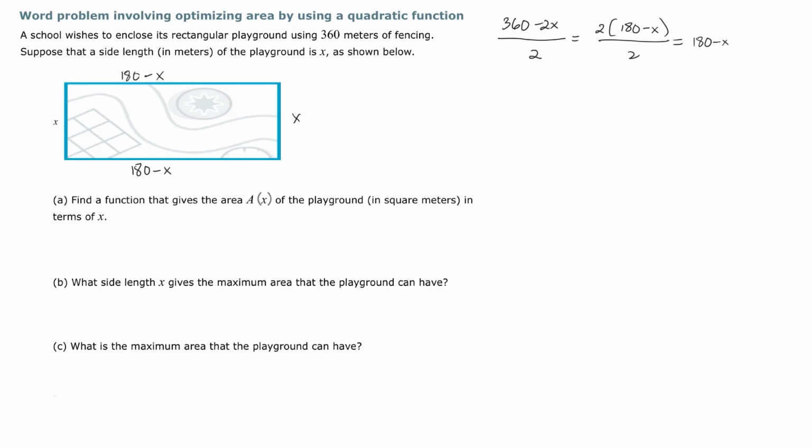Find a function that gives the area A of x of the playground in terms of x. Well, remember the area of a rectangle is length times width. So if you think of this as being the width and this as being the length, in order to get the area, we simply multiply these 2 numbers. So A of x is going to be x times 180 minus x.